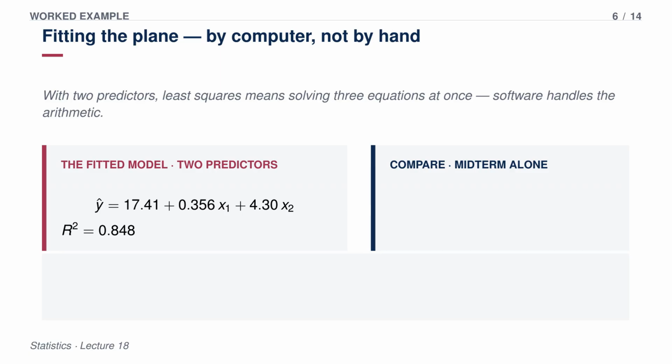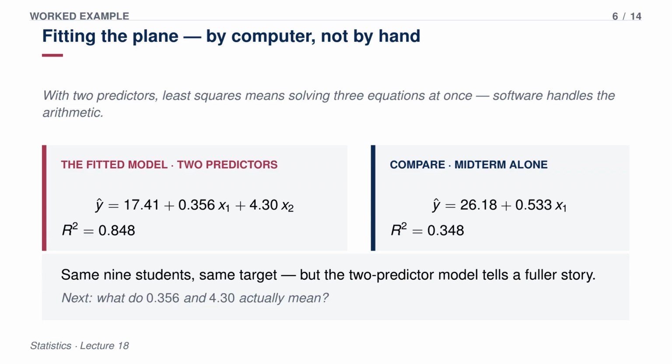The software hands back y hat equals 17.41 plus 0.356 times midterm plus 4.30 times hours studied, r squared 0.848. Compare that to midterm alone. Y hat equals 26.18 plus 0.533 times midterm, r squared only 0.348. Same 9 students, same target, but the 2 predictor model tells a fuller story.